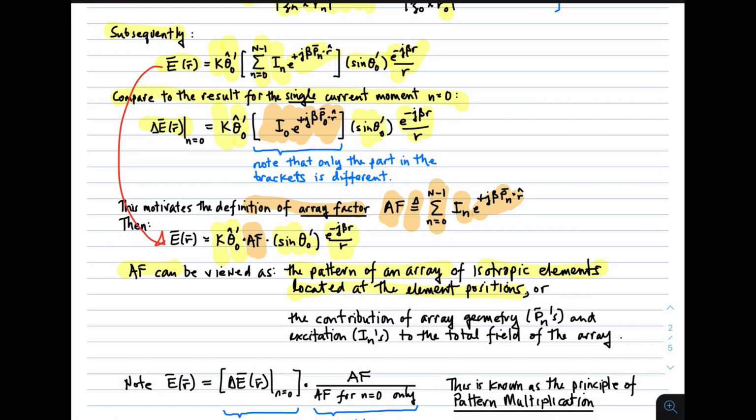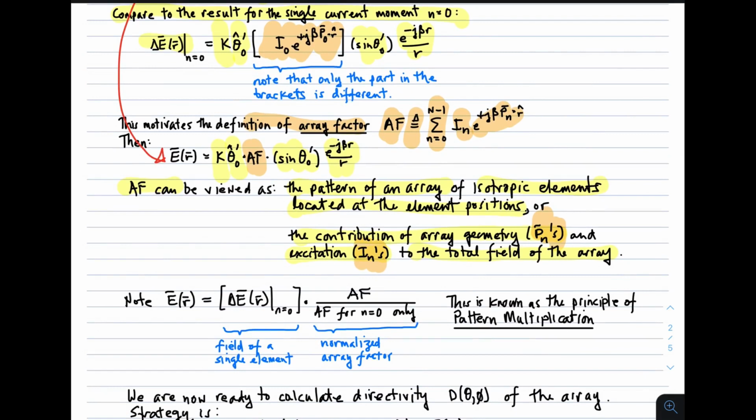Alternatively, you can think of the array factor as the contribution of the array geometry, that is, the element positions, and the excitations, that is, the currents, to the total field of the array. The array factor is a way to think about the effect of just those two things independently of other considerations, in particular, the patterns of the elements.